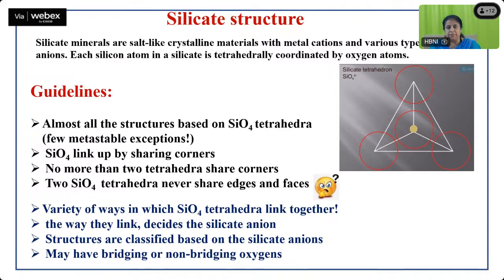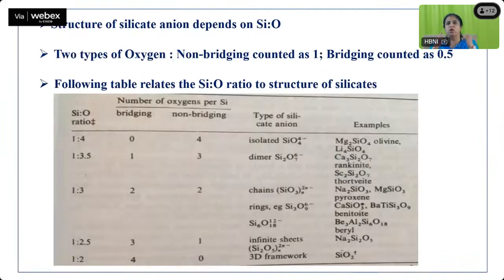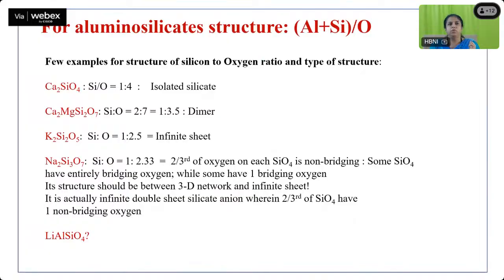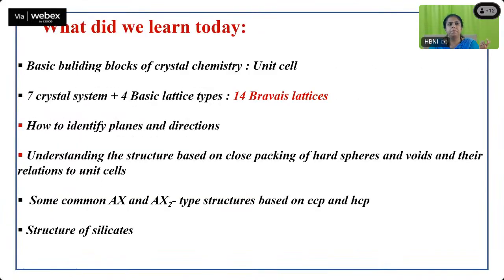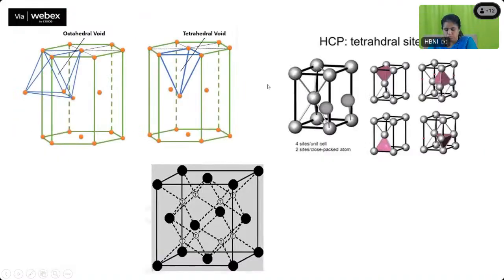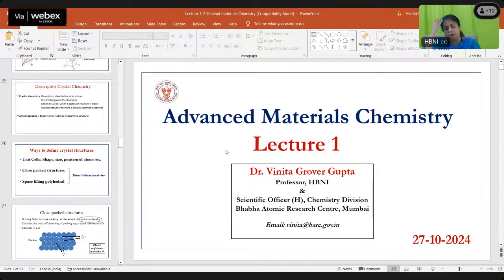Okay. I hope whatever we did today was clear. We talked about octahedral holes. We talked about different crystal structures, CCP, HCP, some common crystal structures, and how the polyhedra are linked together. And I hope that if not completely, then a major part of it was understandable to you.